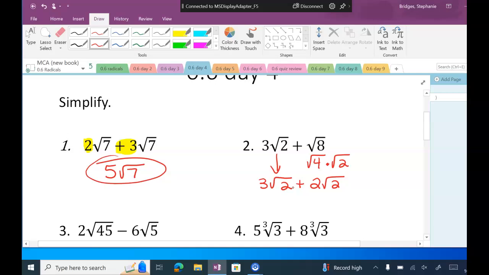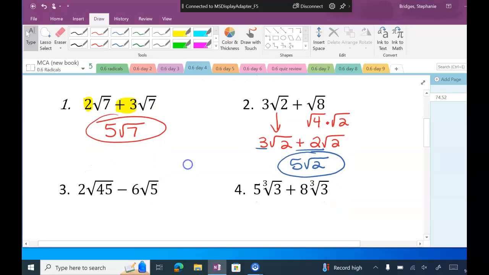Are they the same now? Yes. So we can add them together. And again, we're going to just add the coefficients. What is 3 plus 2? 5. And then that square root of 2 stays the same. Square root of 2 we already talked about cannot simplify. So that is how we leave our answer. Make a little bit of sense? Okay. All right. Try number 3.